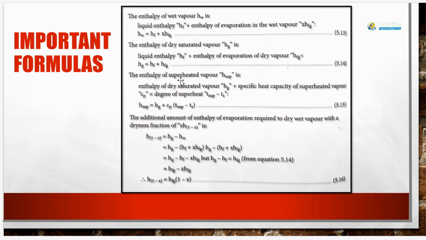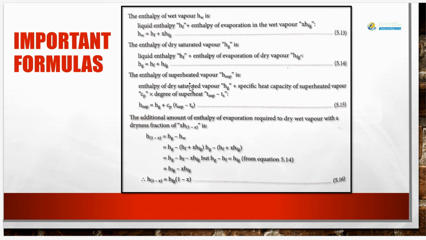We again have the enthalpy of superheated vapor. Remember, now we are superheating our vapor. The enthalpy of superheated vapor needs the specific heat capacity of steam. So that is given as H sup = Hg + Cp (T sup - Ts), T sup meaning the superheated temperature, Ts the saturation temperature.